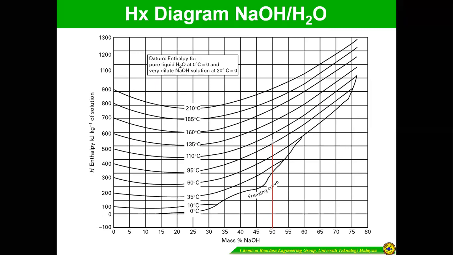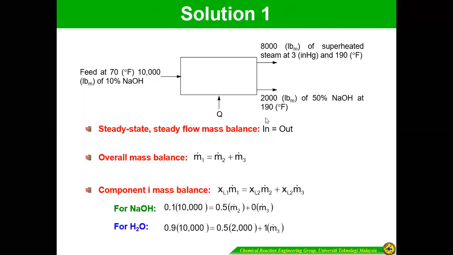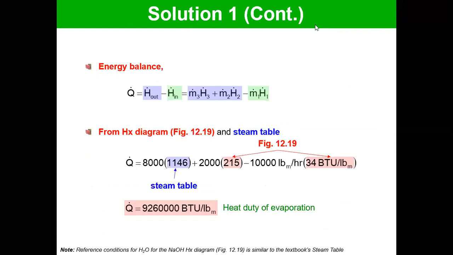Around here, around 500 something, 500 kilojoule per kilogram. Almost there. So just change to BTU per pound mass.